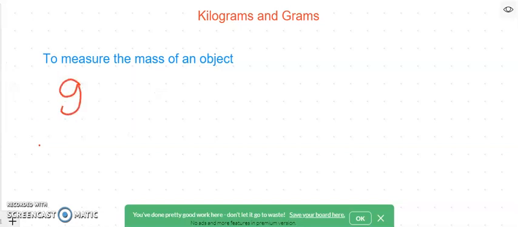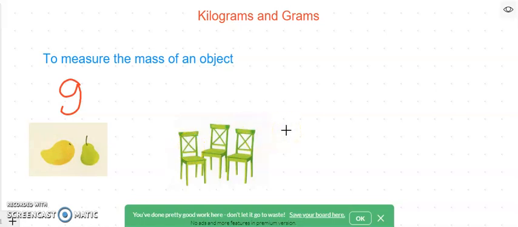We use grams to measure small objects or light objects, like for example a fruit. So a small piece of a fruit is measured with grams. But what if we have a chair? Well, because the chair is relatively big and heavy, we use kilograms to measure the chair. So if the object is heavy, we use kilograms to measure, and if the object is small and tiny, we use grams to measure.